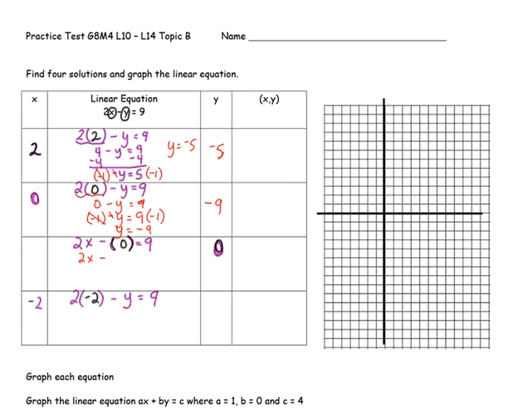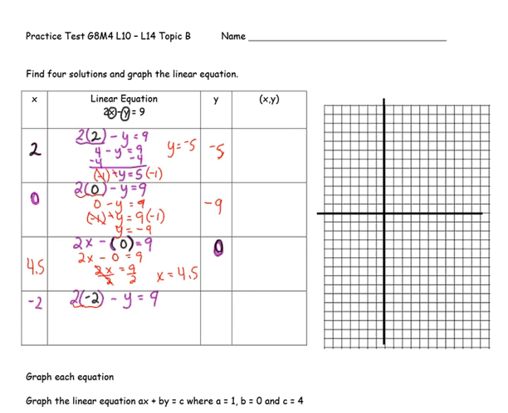2x minus 0 equals 9. 2x equals 9. Divide both sides by 2, or multiply by the reciprocal of 2, which is 1/2. 2 divided by 2 is 1. 1 times x is x. 9 divided by 2 is 4.5.